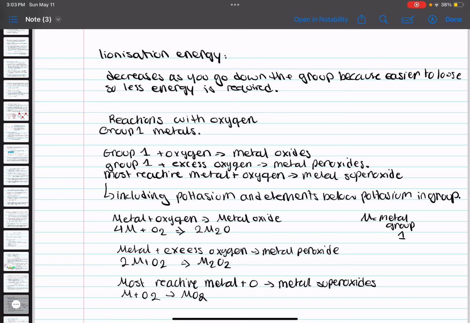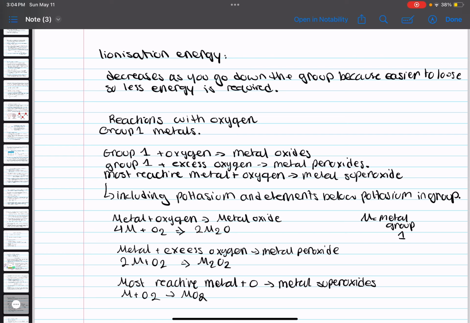Reactions with oxygen: group 1 metals plus oxygen would give you metal oxides. Group 1 plus excess oxygen would give you metal peroxides, and the most reactive metals plus oxygen would give you metal superoxides.